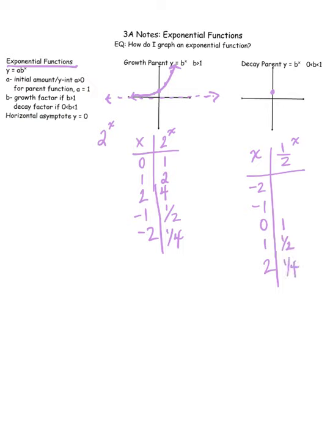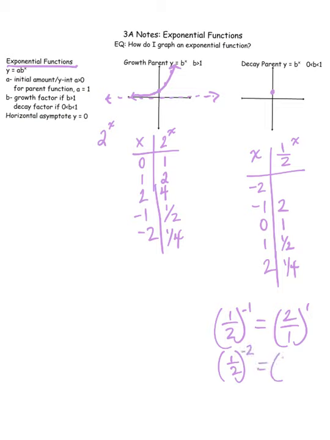Now, if I go to those negative exponents, it's still applying that same property where we take the reciprocal. So if I have 1/2 raised to the negative 1 power, that's really the same thing as 2/1 to the first power, which is just going to be 2. If I have 1/2 to the negative 2 power, that's the same thing as 2/1 to the second power, which we know is 4.